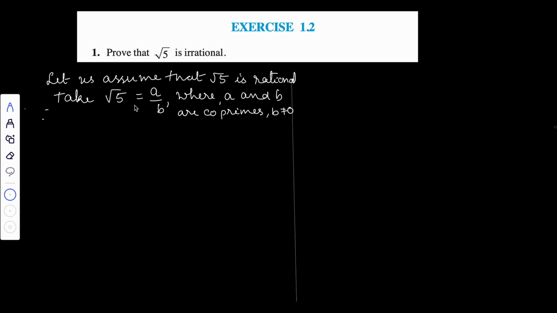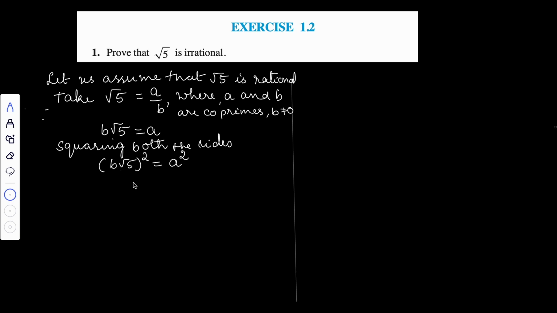Now we are doing here cross multiplication. b root 5 is equal to a. We want to remove this root sign, so we do squaring both the sides. We write like this, b root 5 the whole square equal to a square. So we are getting here 5b square is equal to a square. So we can get here b square is equal to a square by 5. That means 5 divides a square.